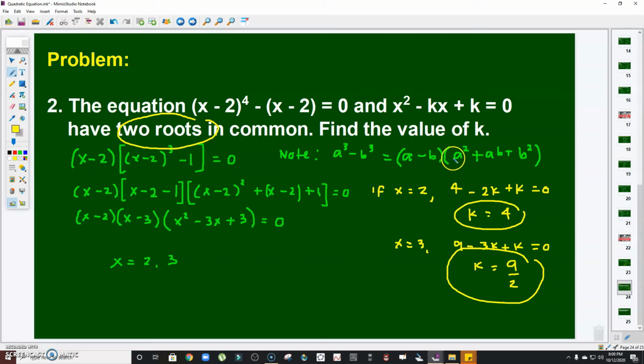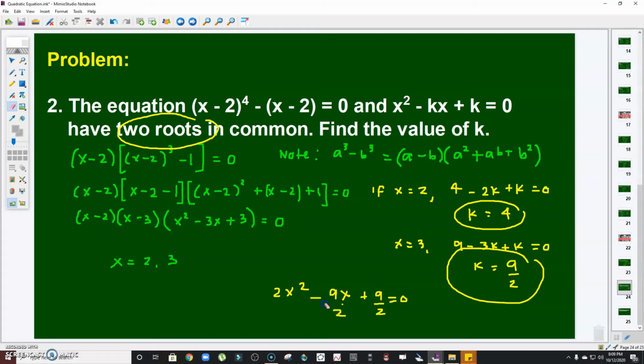Now, let's check, to make sure whether the roots of this and this are the same if k is 9 over 2. So, if k is 9 over 2, we're going to have x squared minus 9x over 2 plus 9 over 2 equals 0, or you can multiply by 2 there. Let me erase this.